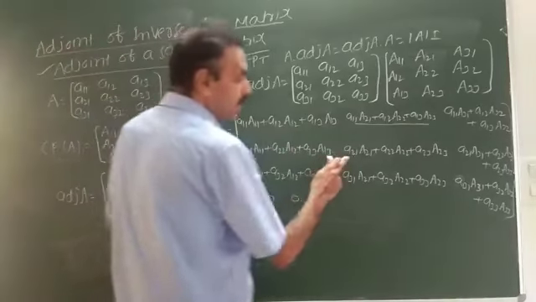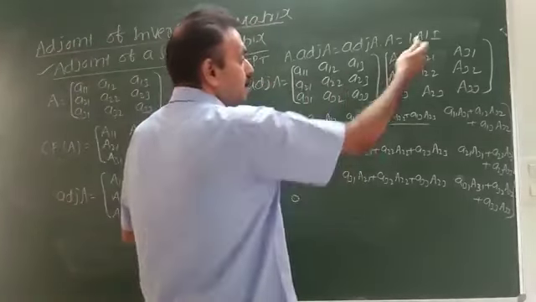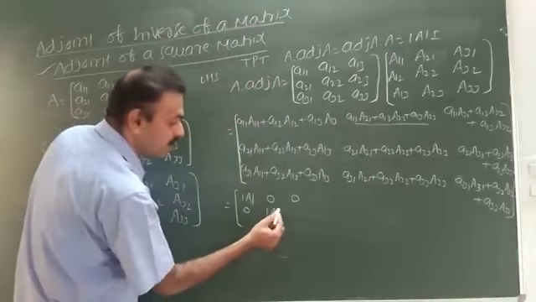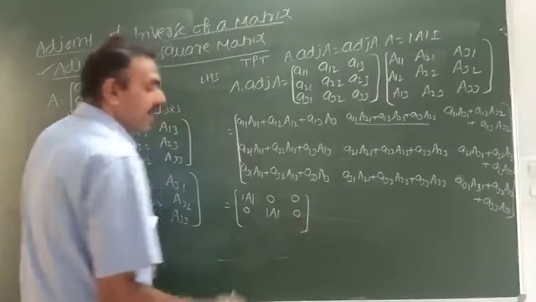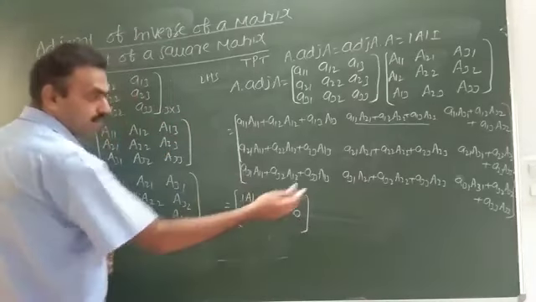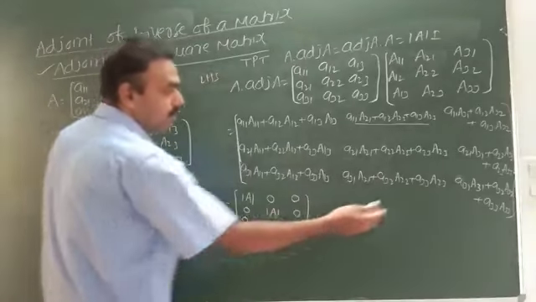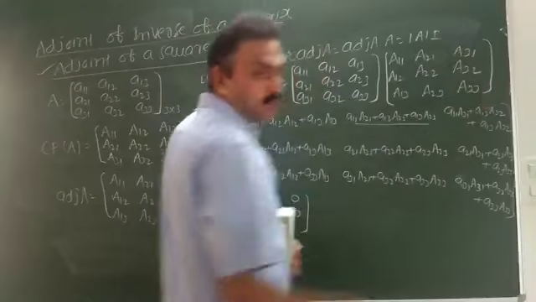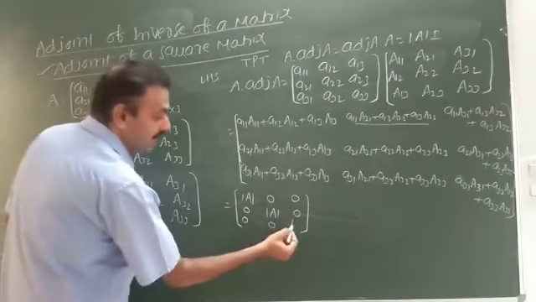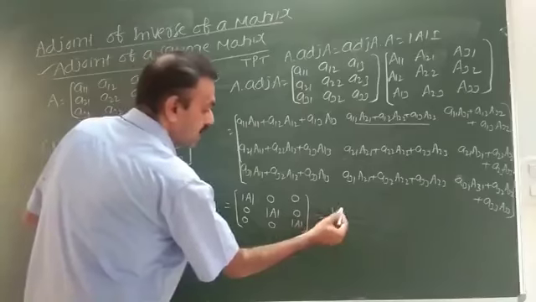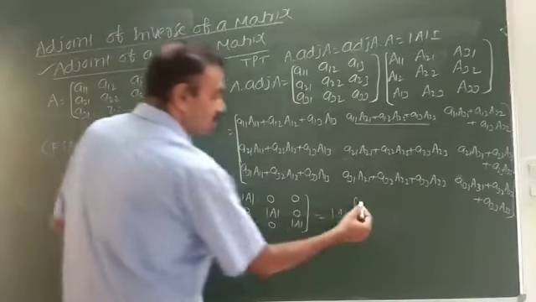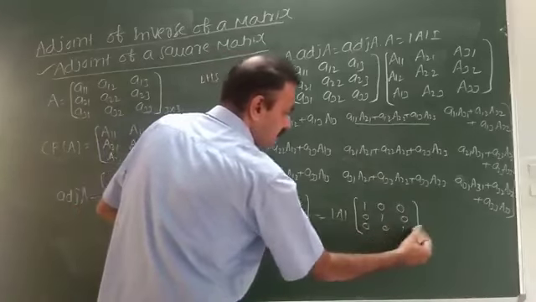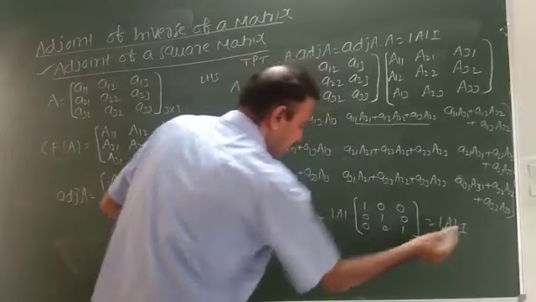But here, elements of the second row are multiplied with the corresponding cofactors of the second row. So its value should be equal to determinant A. This is 0. Again here it is 0. Again, property 2, 0. Here elements of the third row are multiplied with the corresponding cofactors of the third row itself. It is equal to determinant A. Now we can take determinant A as common factor: 1 0 0, 0 1 0, 0 0 1. So you will be getting determinant A into I.